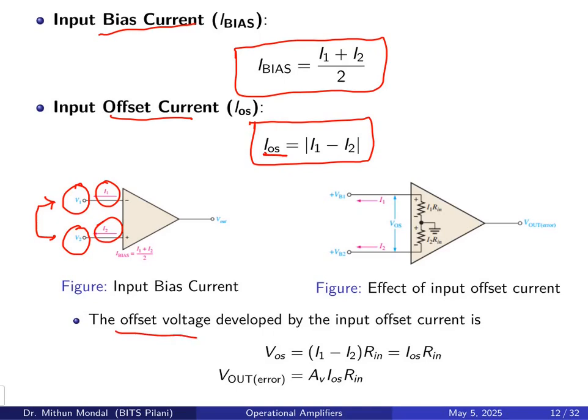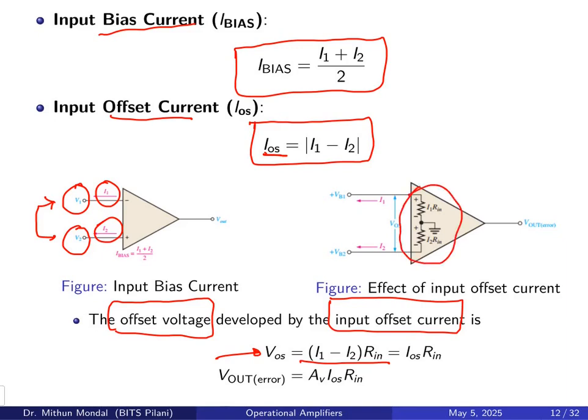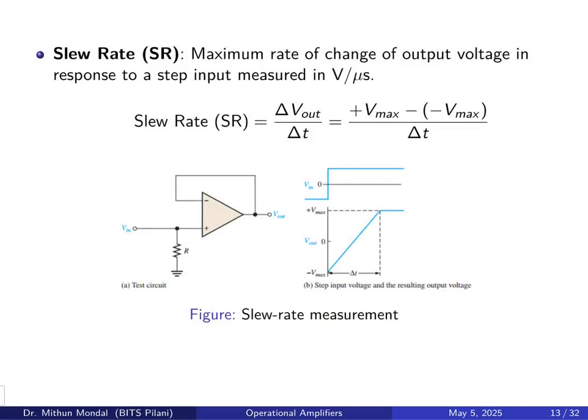So if we want to measure the offset voltage, which is developed by this input offset current, then the offset voltage, from Ohm's law, is the difference of the currents, I1 minus I2, and whatever input impedance you have, Rin. So IOS, that is the offset current, multiplied with the input resistance. And the error at the output that you get is basically this offset voltage multiplied with the voltage gain AV. There is a term which is very important in op-amp.